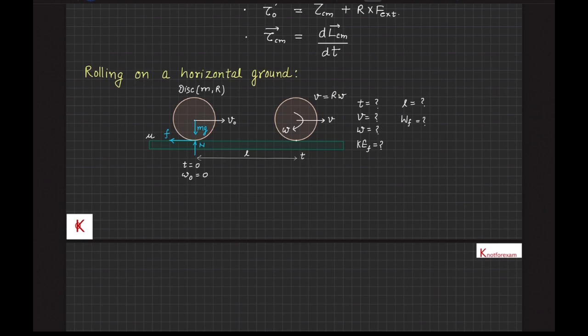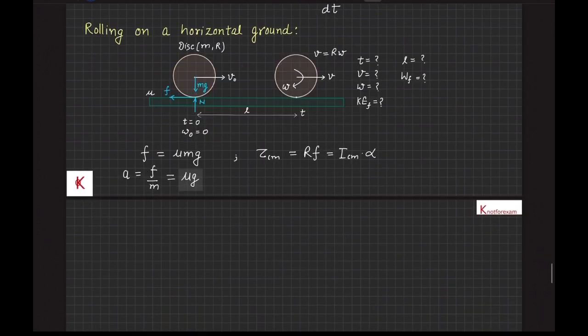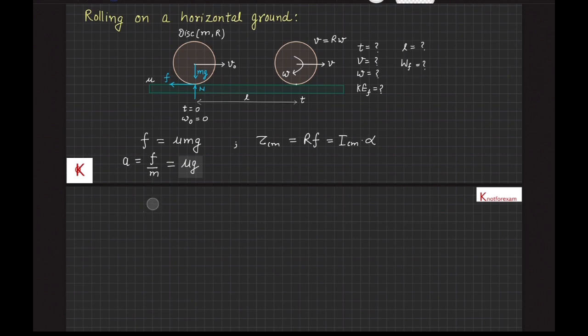Due to relative slipping, kinetic friction mu mg starts acting, and so acceleration of center of mass is equal to f upon m, that is mu g, and torque of friction with respect to center of mass is equal to r into f, that will be equal to I cm into alpha. Also, friction will act until pure rolling starts, and we want to find out the time when pure rolling starts, total length covered in this time, work done by friction, also linear velocity v, angular velocity omega, and final kinetic energy of the rigid body.